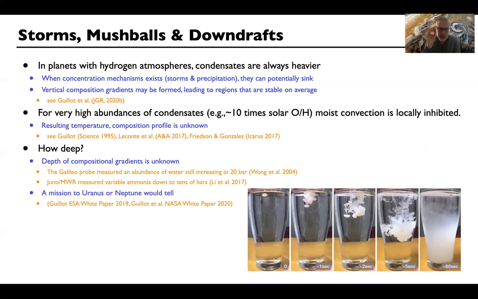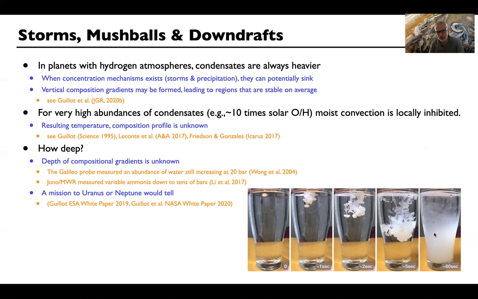And then there's the big question: how deep do those condensates sink to? And this is unknown. This is really unknown, even with Juno measurements, because we don't have enough information coming from the deep reaches of Jupiter. But a mission to Uranus and Neptune would be able to tell that, certainly for the methane cloud, because it's occurring much higher up, and so we will be able to characterize it much more precisely than we can do that for the water clouds in Jupiter and Saturn.